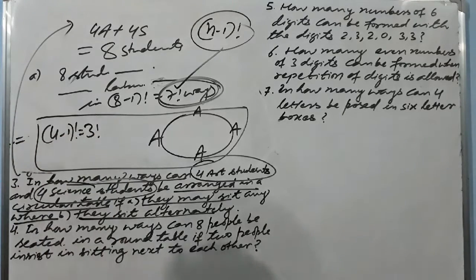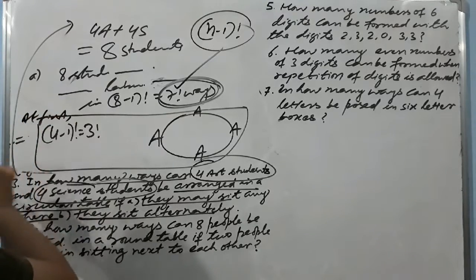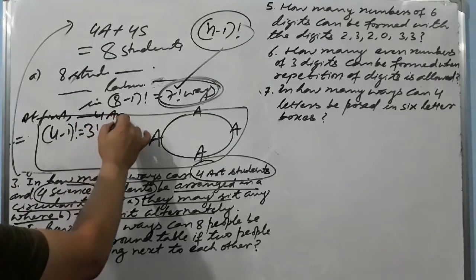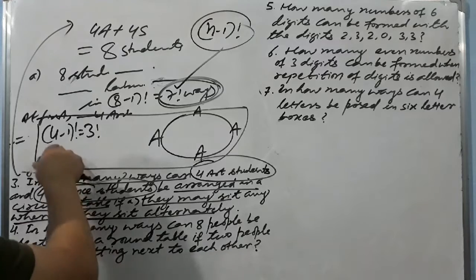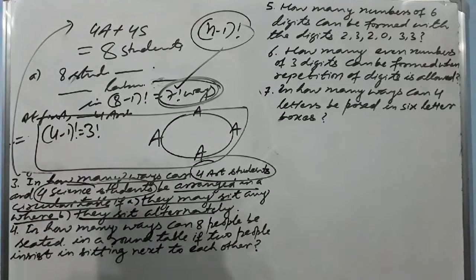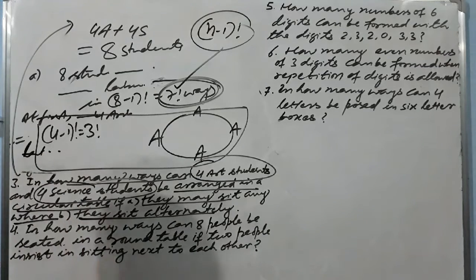At first, you can write this language: 4 art students can be arranged in a circular table in 4 minus 1 factorial, 3 factorial ways. Firstly, you need to use the circular theorem to arrange 4 art students in a circular table. And later, alternately, the science students can be arranged.